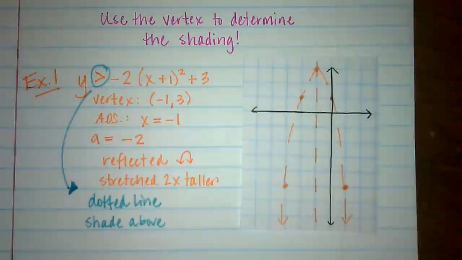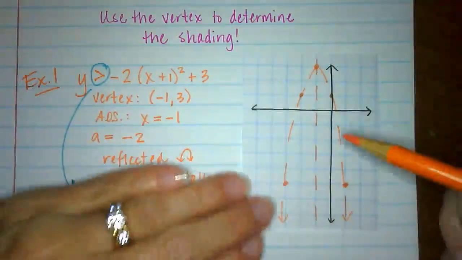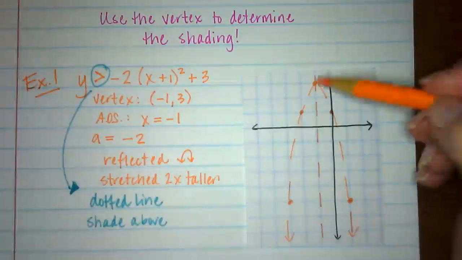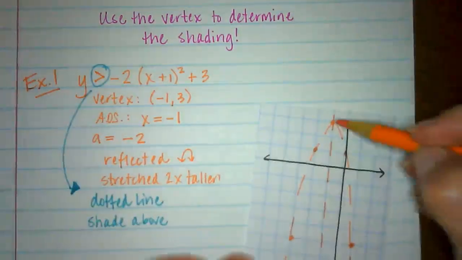Now it says I need to shade above. This is where, when we were doing linear equations, we talked about what is above and what is below and how you can tell. We're going to do something similar. When we did a line, we looked at the y-intercept. When we do this, we're going to use the vertex. So if I go right here, here's the vertex.